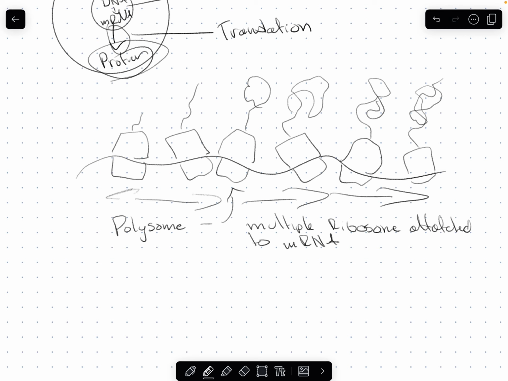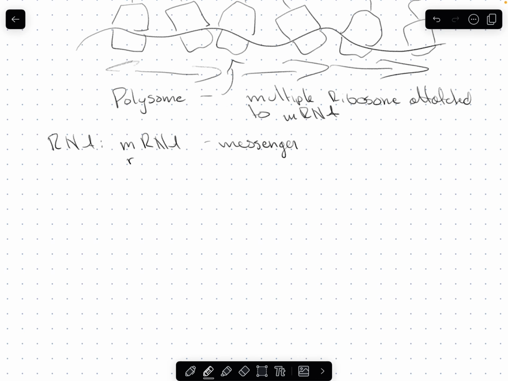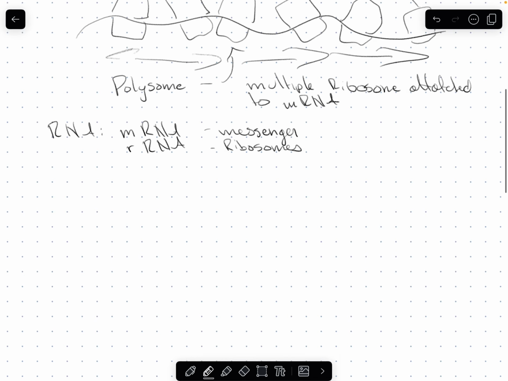Alrighty, so that's our definition of a polysome. Now, so far we've covered a couple different functions of RNA. We know that RNA is used to make mRNA, which is a messenger. It brings information from inside the nucleus to outside the nucleus. We learned last week that we have rRNA. Now, rRNA makes up ribosomes. So there's two, and now we have another one.